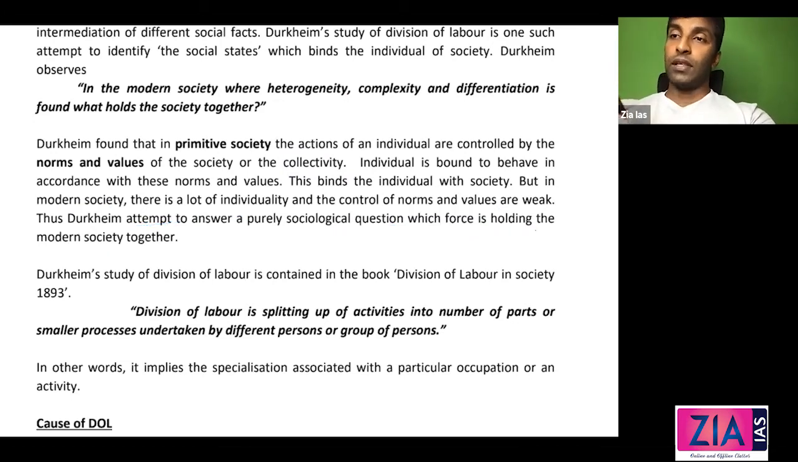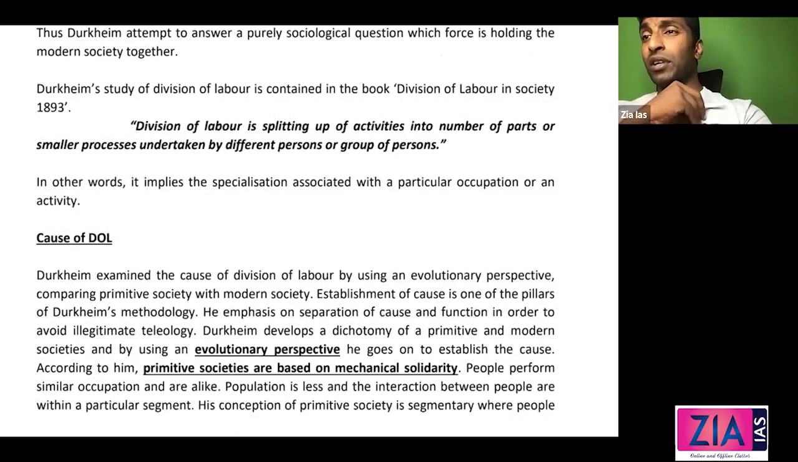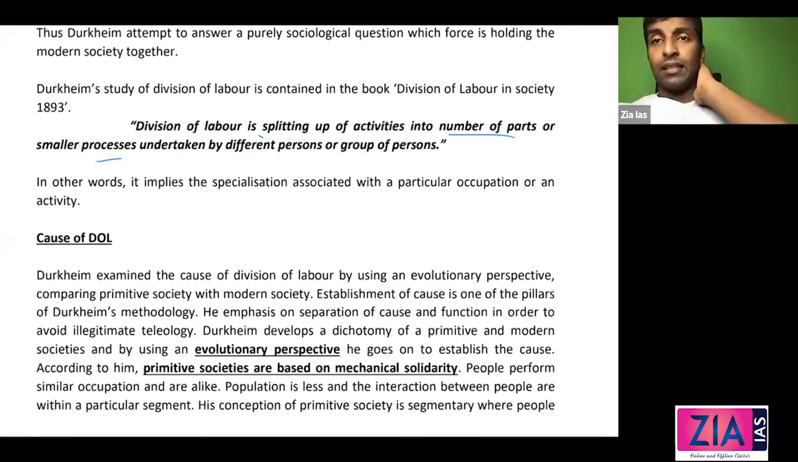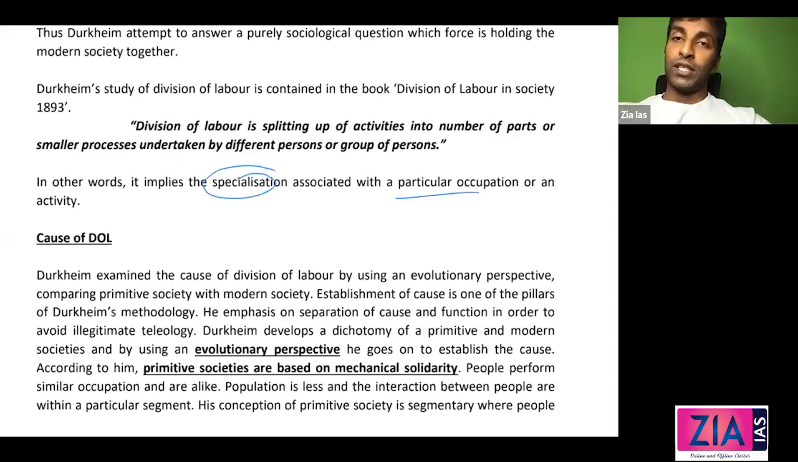That's what this theory is about. Durkheim's study of division of labor is contained in the book The Division of Labor in Society. Very easy to remember the name. What is the definition? Splitting up of activities into a number of parts or smaller processes, which will be undertaken by different persons or groups of persons. In other words, it implies the specialization associated with a particular occupation or activity.